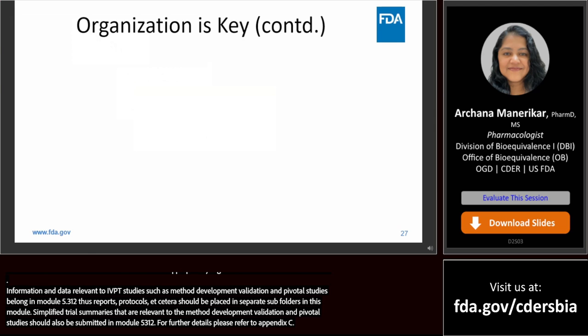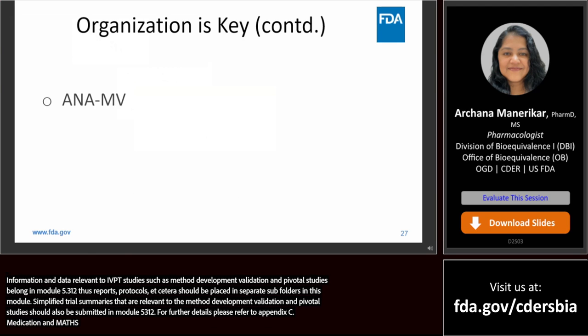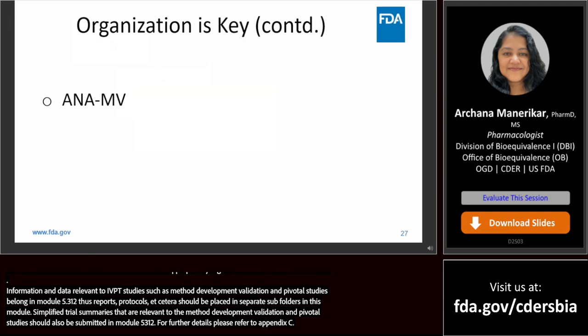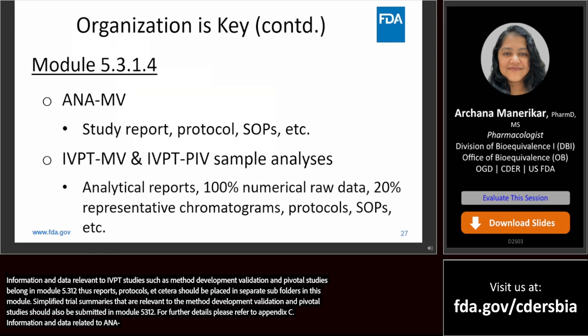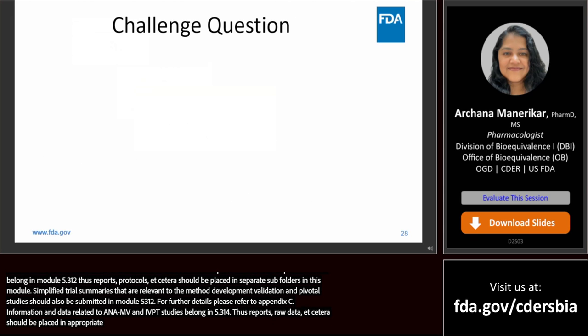Information and data pertaining to analytical method validation or IVPT sample analyses belong in Module 5314. Thus, all relevant reports, protocols, SOPs, etc. relevant to analytical method validation or IVPT sample analyses should be placed in appropriate separate subfolders in Module 5314. And that brings us to our challenge question.